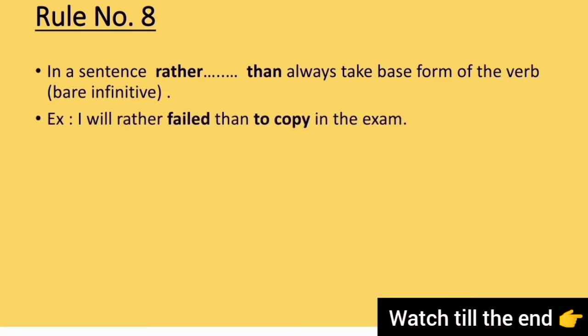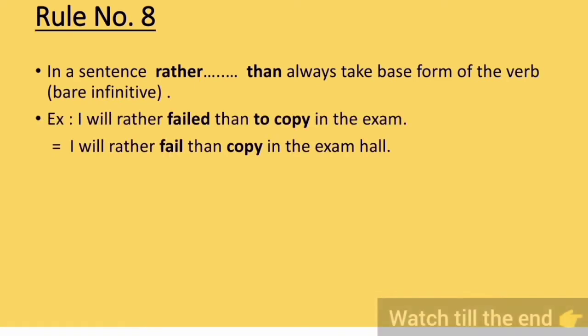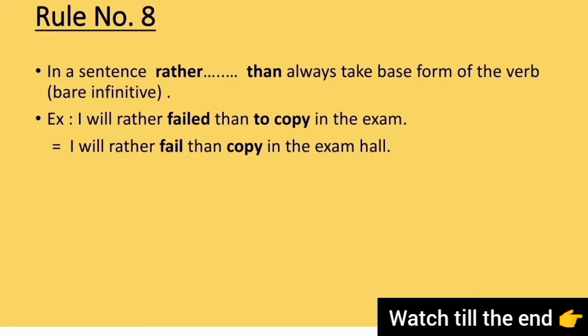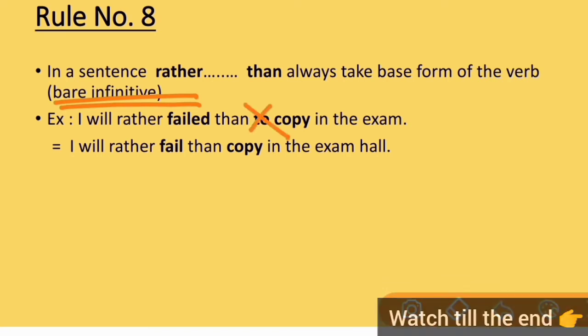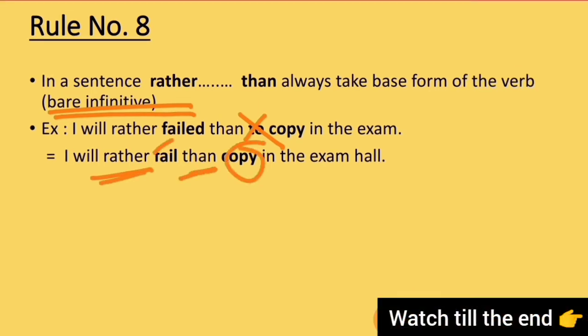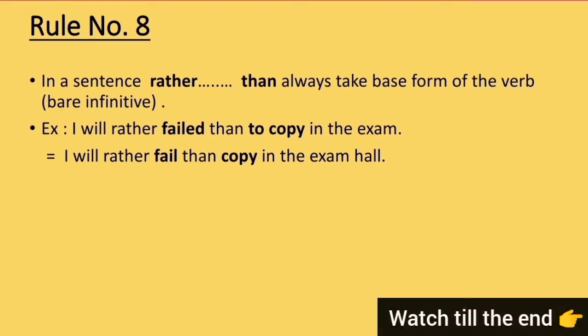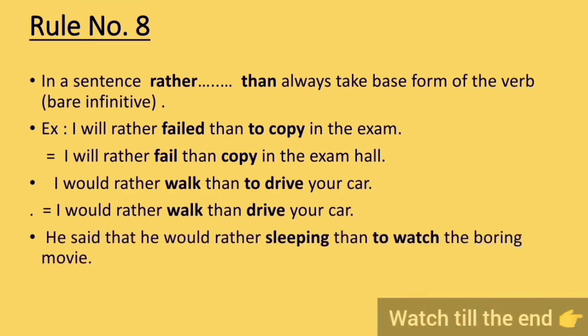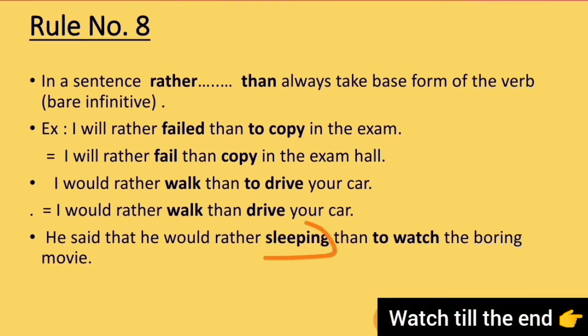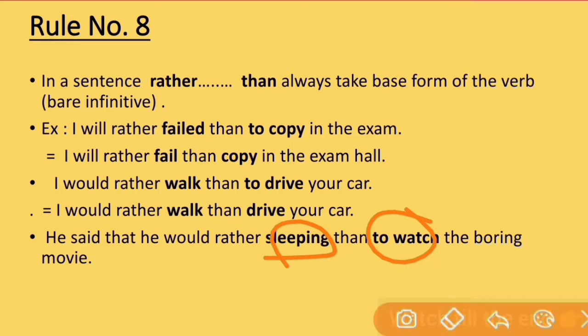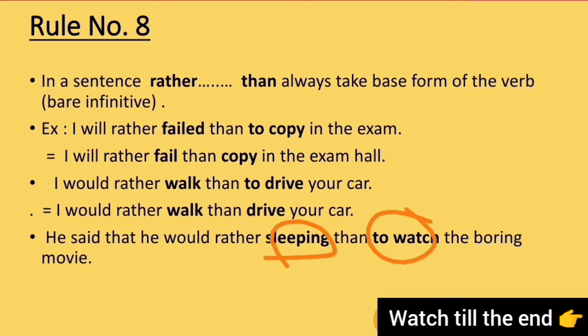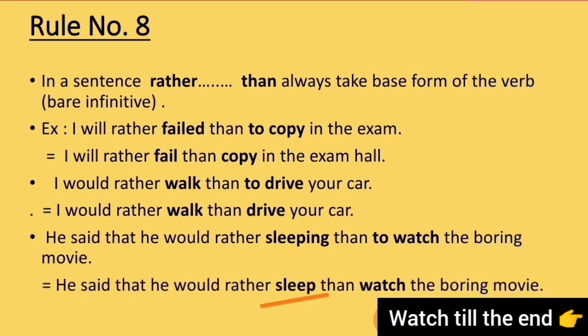Okay, next, rule number 8. If in a sentence we find "rather than," then it takes the base form of the verb. Again, the bare infinitive. Don't take "to." "To" is wrong here. After "rather than," it always takes the base form. Okay. Look at the examples. It is wrong. It is also wrong. They all will be in base form. Okay, like this.